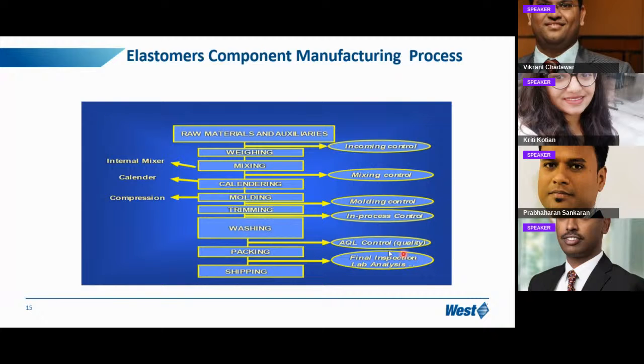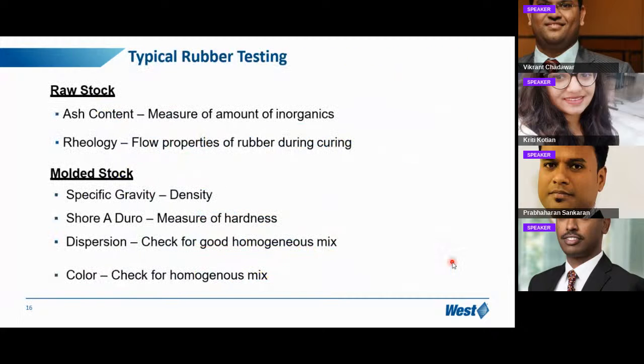And then there is a final inspection, and these samples can be given to the lab for analysis. So that is the way we generally prepare our elastomeric stoppers. Like I said, for raw material there is an incoming check, that is ash content, which measures the amount of inorganic compound present in our raw material. And we also check the rheology, which is the flow properties of rubber during curing. So these are the incoming checks for raw material.